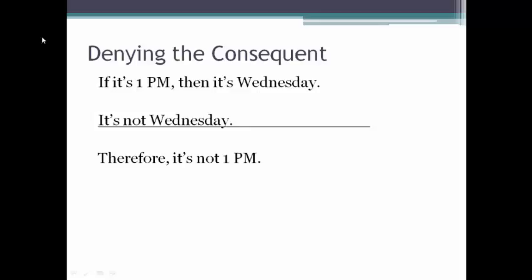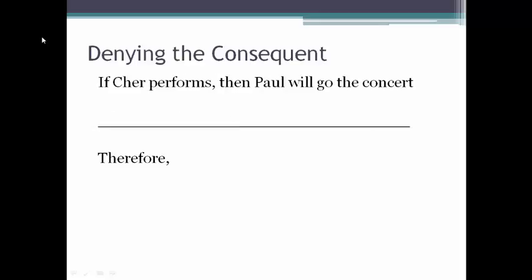Before turning to the two bad fallacious forms of reasoning with conditionals that we're going to look at, let's test out some examples of the two skills we've just learned. Okay, so take a look at this partially filled out argument. We've got the first premise here. If Cher performs, then Paul will go to the concert. We know there's going to be a second premise and then a conclusion.